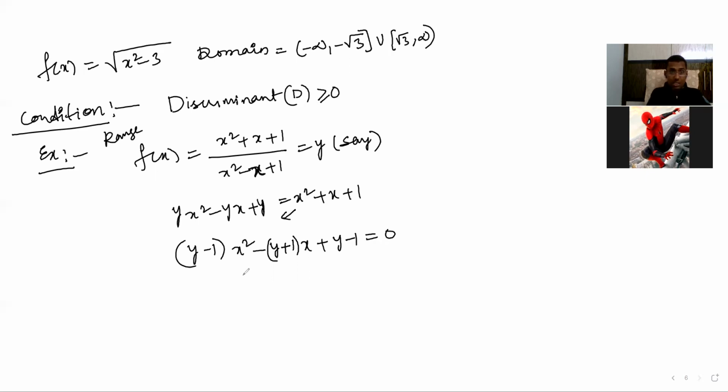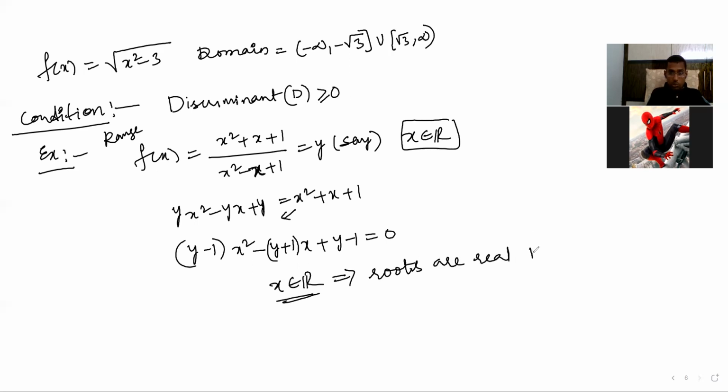Here what I am saying is x is real. X is all real numbers. When x is real, the roots are real. If you find the value of x, that is called solution or root, right? X is real means roots are real. Roots are real means delta greater than or equal to 0, which we saw in two examples. For this equation, delta greater than or equal to 0.